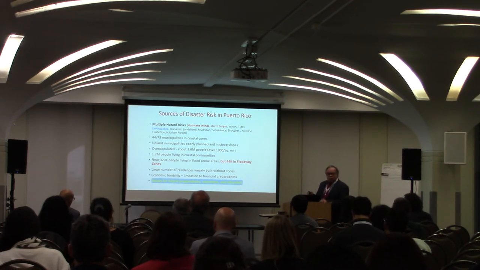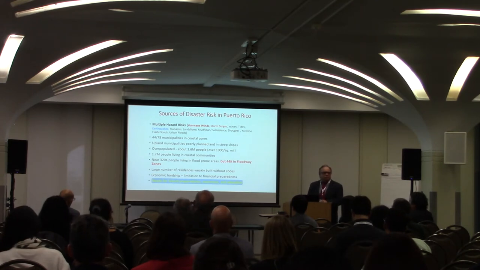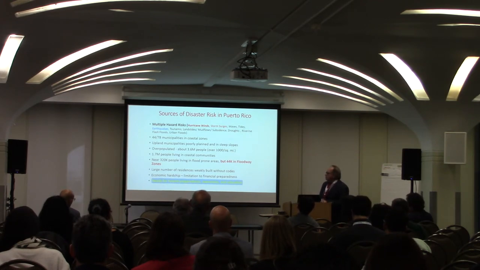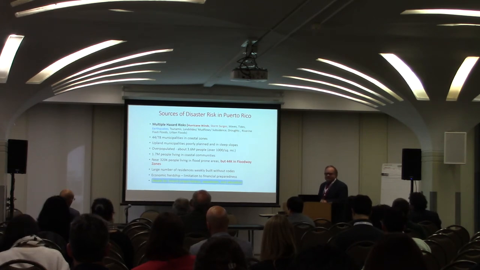Talking about the coastal exposure, 44 of 78 municipalities are on the coast. Of the people who live there, probably 1.7 million people live in coastal communities out of more than 3 million. And actually 44,000 live in the floodway zones. You know, they flood every time.